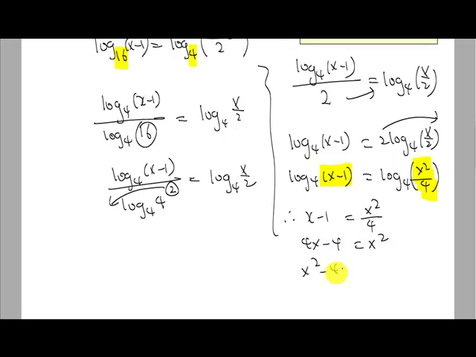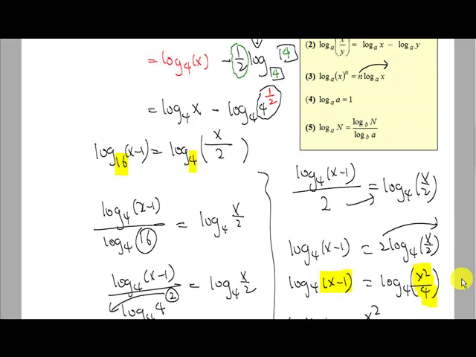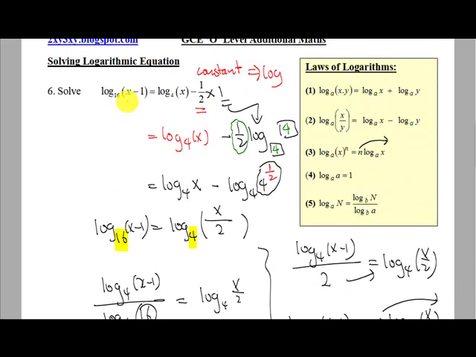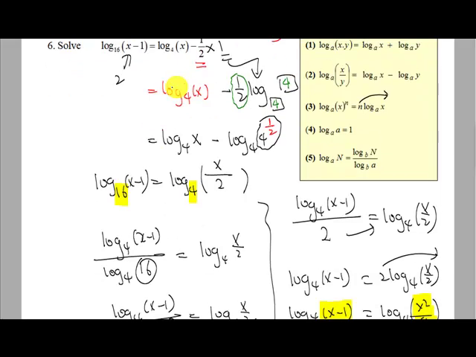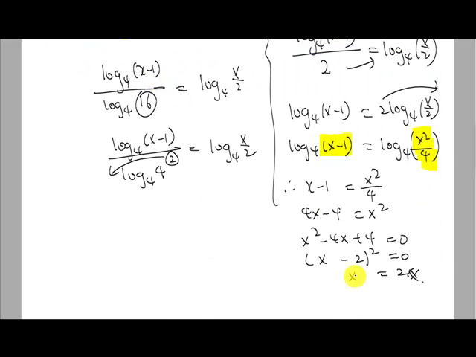x squared minus 4x plus 4 equal to 0. x minus 2 squared is equal to 0. x will be 2. Okay, so we check. When x equal to 2, 2 minus 1 will give you a positive 1, no problem. Log base 4 of 2, 2 is a positive number, no problem. So x equal to 2 is a valid answer.